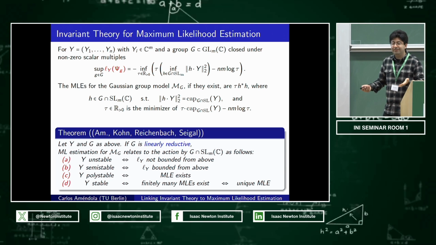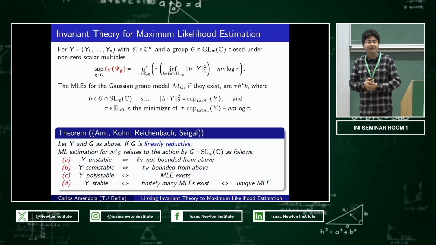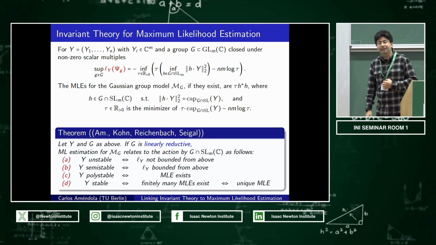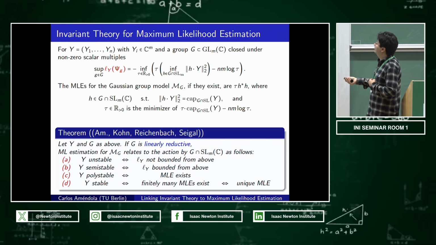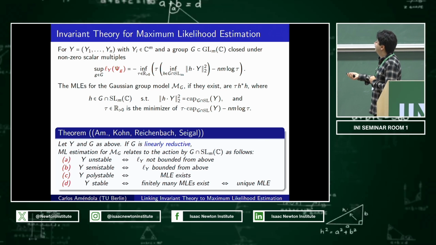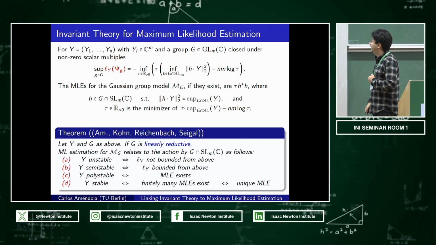So in particular, of course, the MLE doesn't exist, but it's because the likelihood is not even bounded from above. If you have semi-stability, you at least guarantee that the likelihood will be bounded from above. But still, the MLE may not exist. For that, you need to go to polystability. And finally, the best case is when you have stability, because then you can show that finitely many MLEs will exist. And in this particular case, you will show that this is equivalent to being a unique MLE.